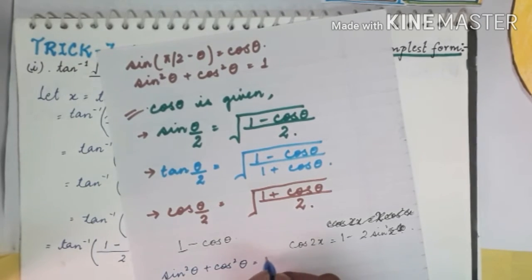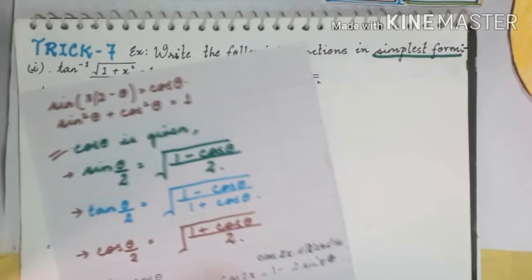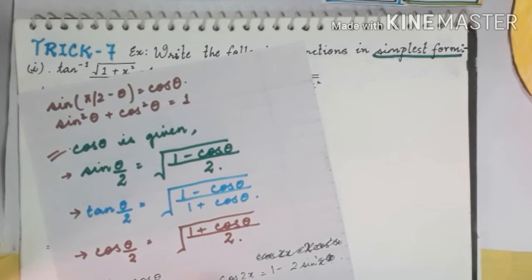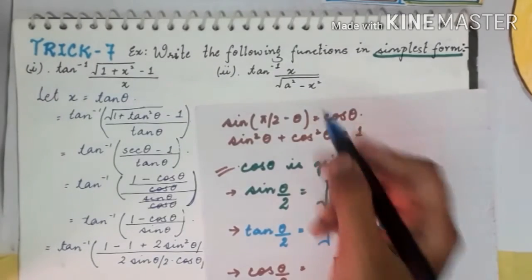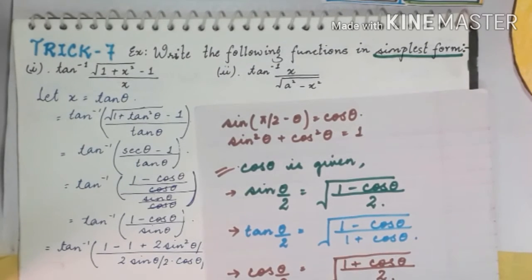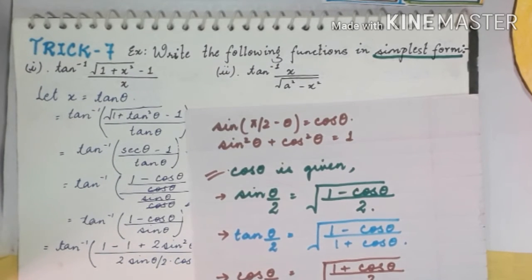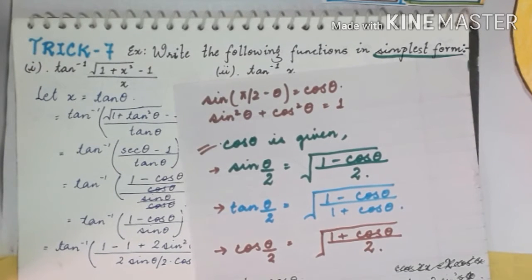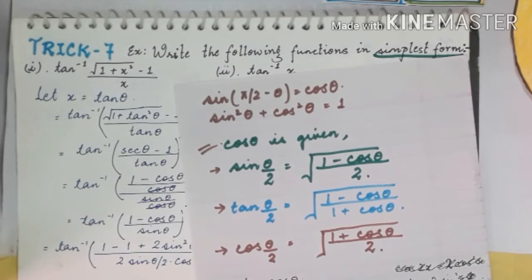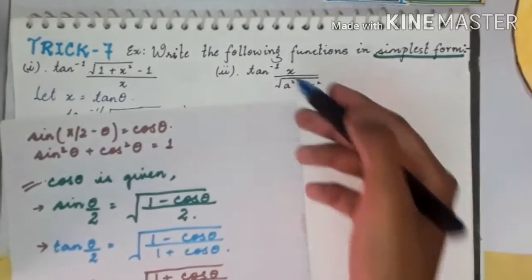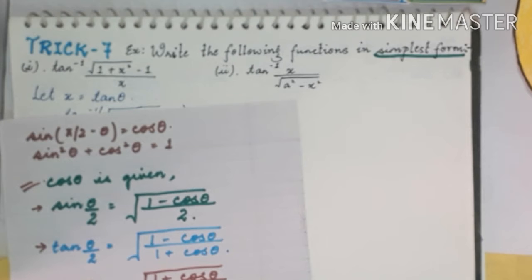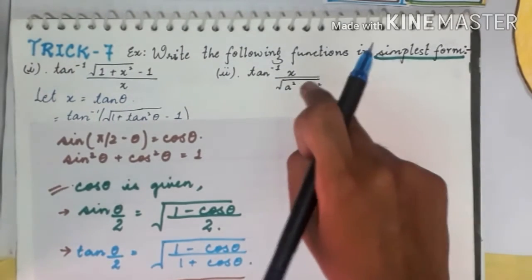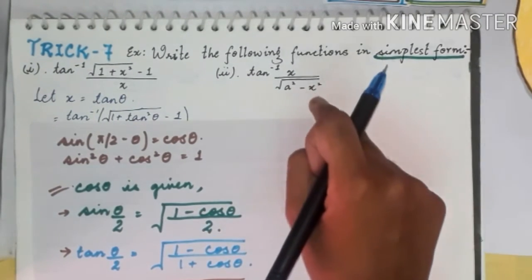You have learned this identity in class 10th. Simply, you have to put either, see, sin square theta is equal to 1 minus cos square theta, or cos square theta is equal to 1 minus sin square theta. Does it resemble it? 1 minus x square, or in place of 1, if you have a, then it doesn't matter. Here you have to put either sin or cos in place of x.